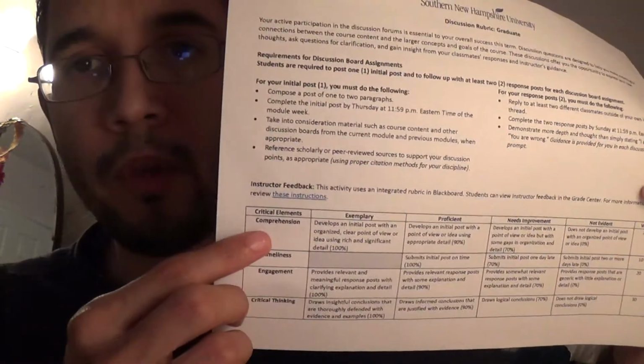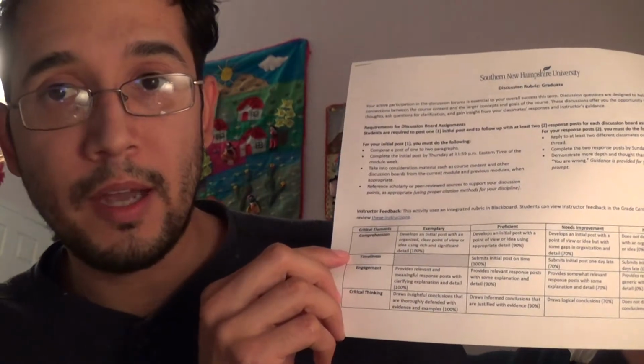Engagement. The critical element of engagement means, let's read the exemplary first. Provides relevant and meaningful response posts with clarifying explanation and detail. Now, the key words to take out of this is all of a sudden you're going from comprehension and timeliness to engagement, and this is going to be for your response post to your other classmates. So if you go and respond to Jim, I'm making this up, was your response to Jim relevant and meaningful? Did you simply write, yeah, I agree, and that was it? That's not going to work.